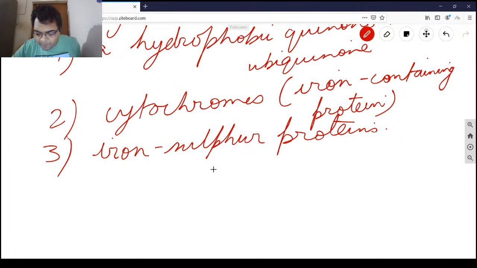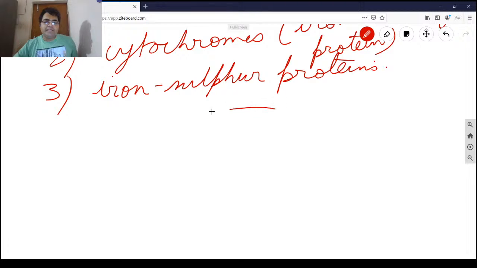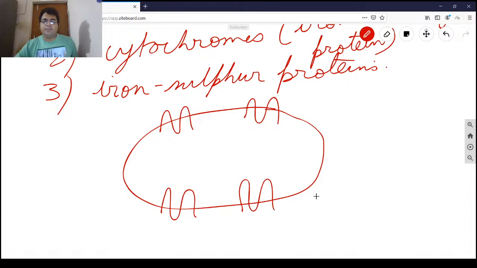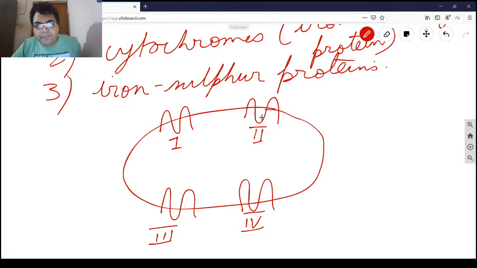See, electrons cannot directly jump. This is complex 1, this is complex 2, this is complex 3, this is complex 4. I'm not drawing complex 5 here. You may be thinking, why are they necessary? So these are intermembrane proteins.